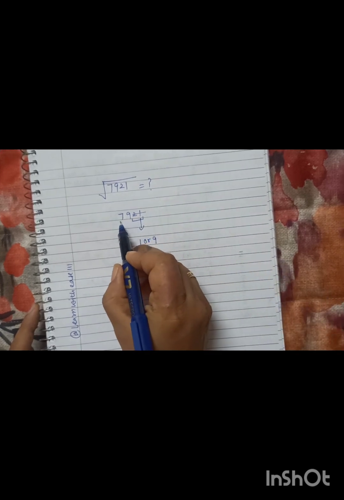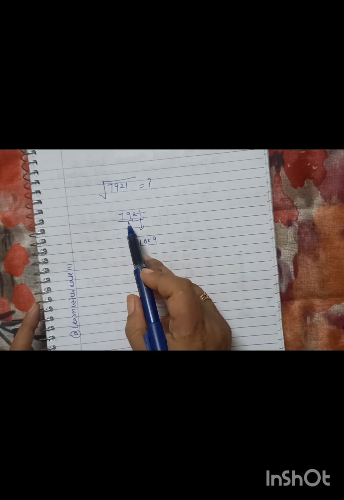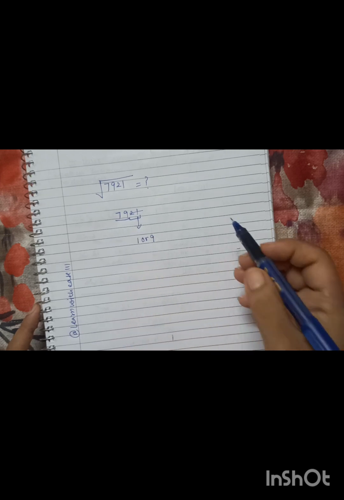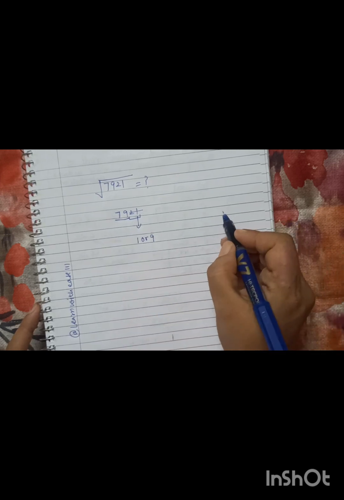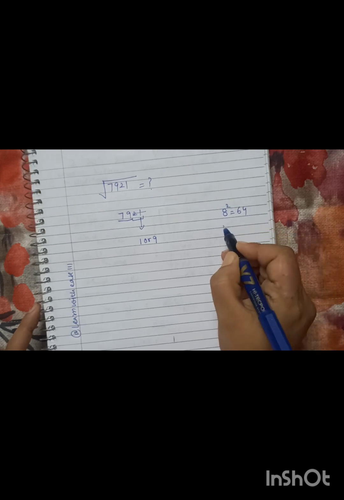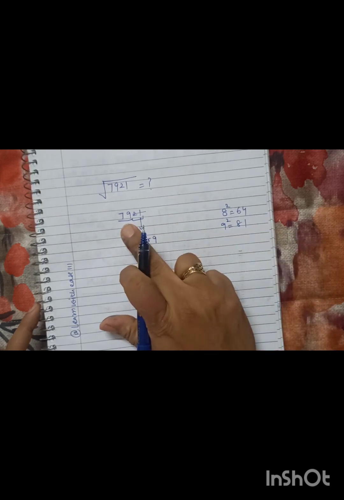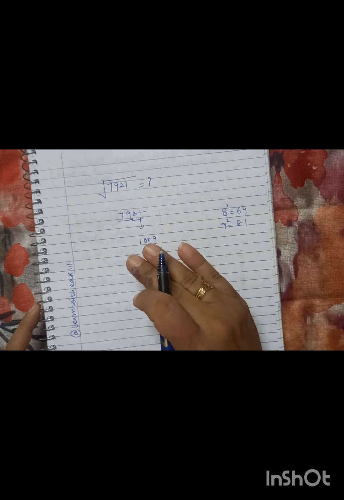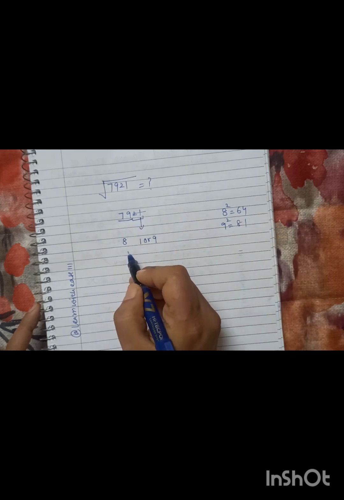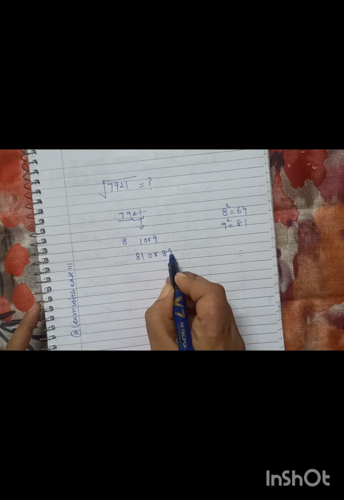The next 79, whose square is either 79 or less than 79, we need to discuss. So, 8 square is 64. We cannot take 9, as 9 square is 81, which is more than 79. We need to take the number less than that. So it's 8 at the tens place. So the answer is either 81 or 89.